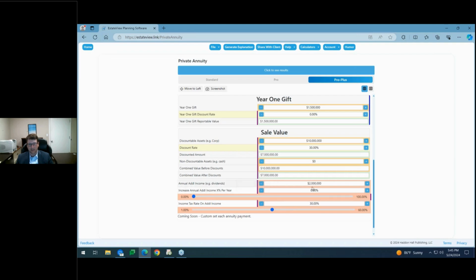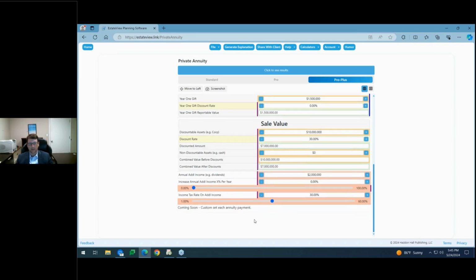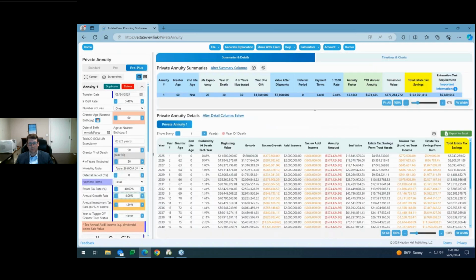And is that income going to increase? Is it going to be $2 million for the rest of their life, or is it going to grow with inflation? So we can adjust that up and down. Let's just say it stays flat for purposes of this scenario. So then we can see our results.